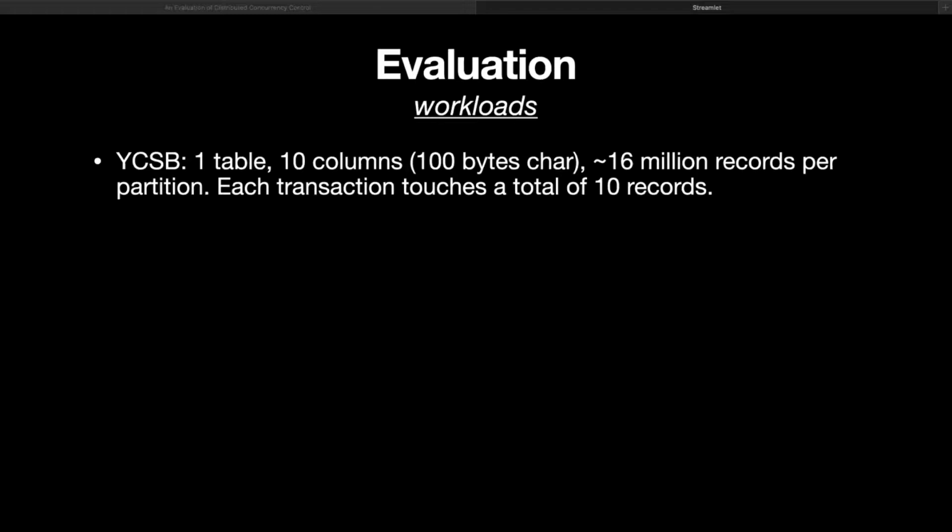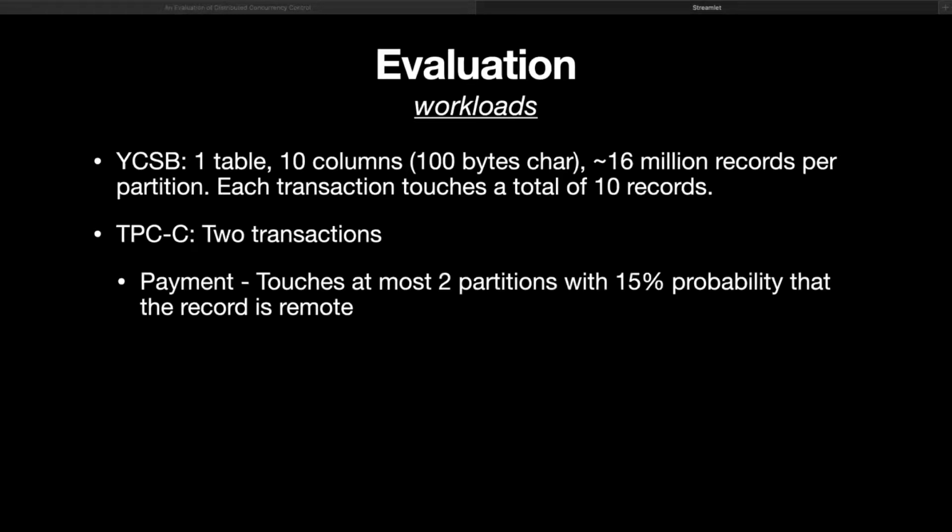It has 10 columns. Each column has a 100-byte char value, and each transaction is limited to a total of 10 records. Another benchmark that they use is the TPCC benchmark, which is pretty standard. So they have only implemented two kinds of transactions.